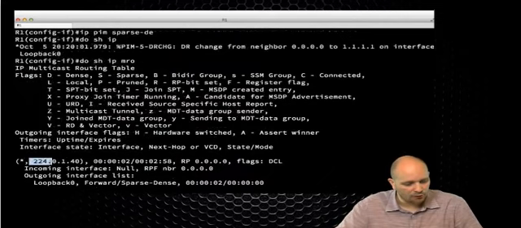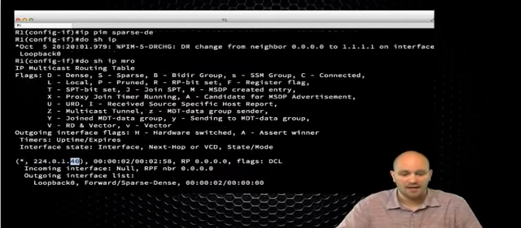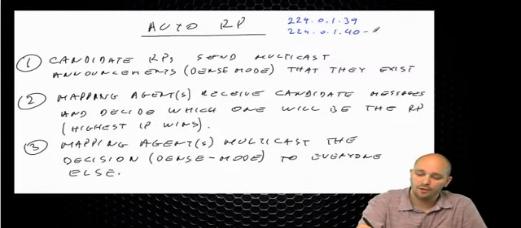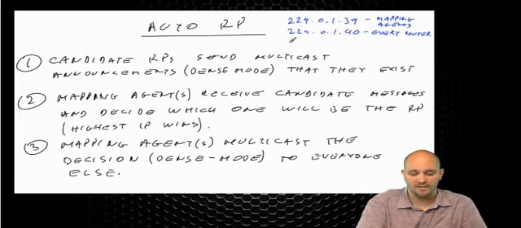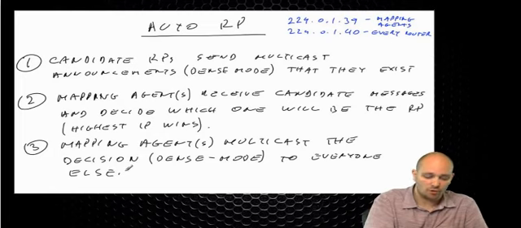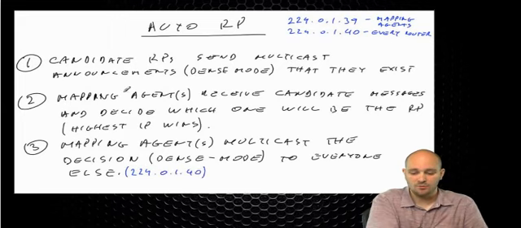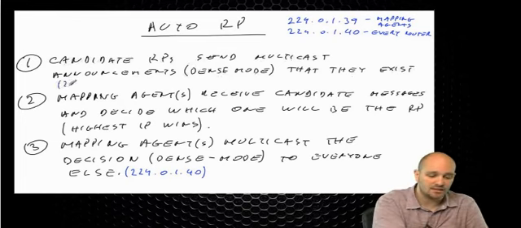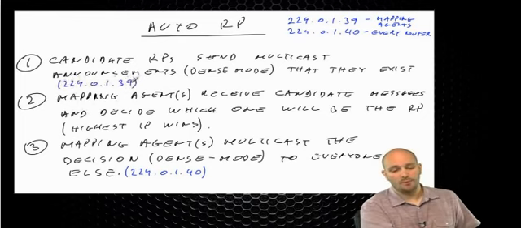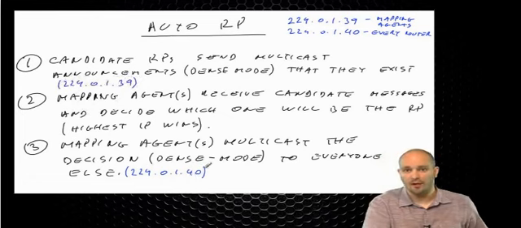Now, I will see here that 224.0.1.40 is the group that I have joined, which tells me that this is going to be joined by every router. And this here is going to be joined by only mapping agents. Because by default, Cisco routers are all going to listen for updates from mapping agents. So the mapping agent announcements are going to be sent to 224.0.1.40. And this one here, where candidate RPs send multicast announcements in dense mode that they exist, is actually sent to 224.0.1.39. So only mapping agents will actually join this group. And this is joined by all other Cisco routers.